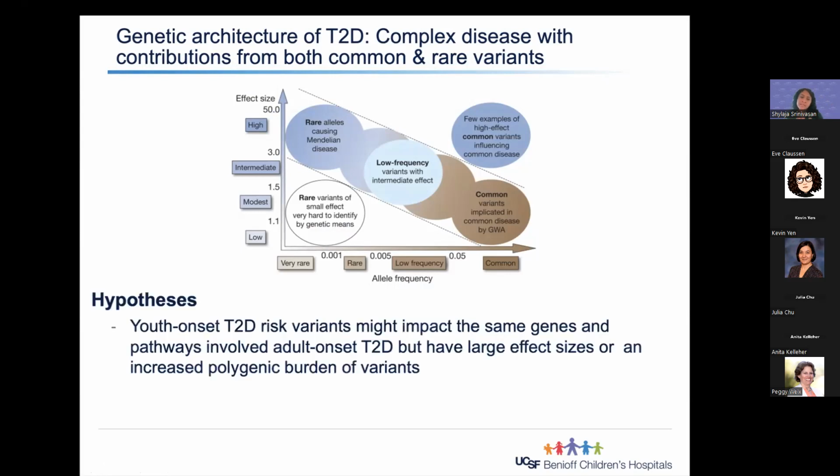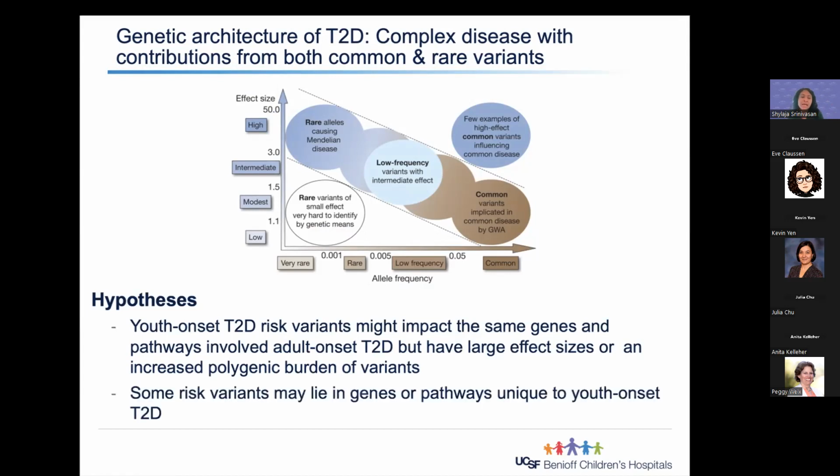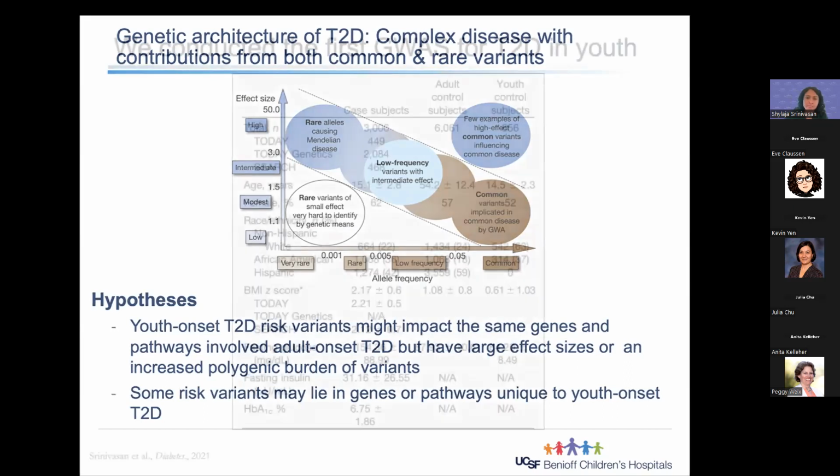So our hypothesis at the outset for this consortium was that youth onset type 2 diabetes risk variants may impact the same genes and pathways involved in adult onset diabetes, but may have larger effect sizes or an increased polygenic burden of variants to explain the earlier onset and the more aggressive form of disease. And then our second hypothesis was that some risk variants may lie in genes or pathways that are unique to youth onset type 2 diabetes.